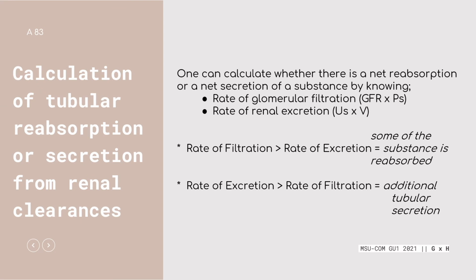One can also calculate whether there is a net reabsorption or a net secretion of a substance by knowing the GFR and the rate of renal excretion. If the rate of filtration is more than the rate of excretion, that means some of the substance has been reabsorbed, whereas if it's the other way around, it means there has been additional tubular secretion going on.